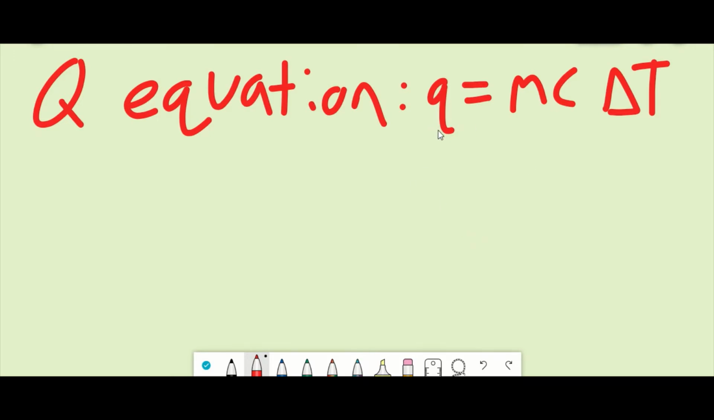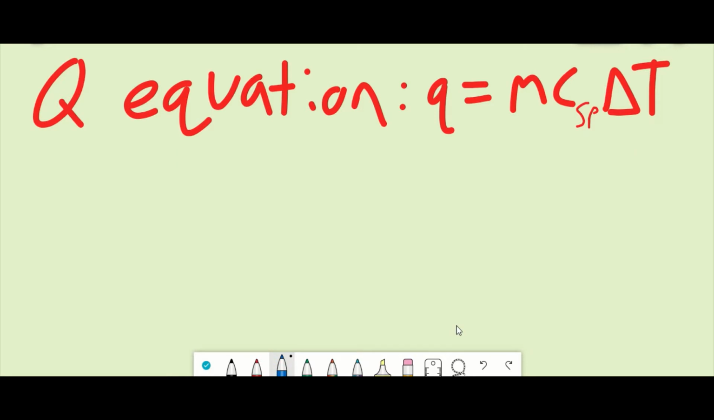So remember, this Q is the amount of heat energy in joules released, M is mass in grams, C is that specific heat. You can put a little SP right there. Let me actually add that, SP, for specific heat, not just heat capacity. And then delta T is a change in temperature.